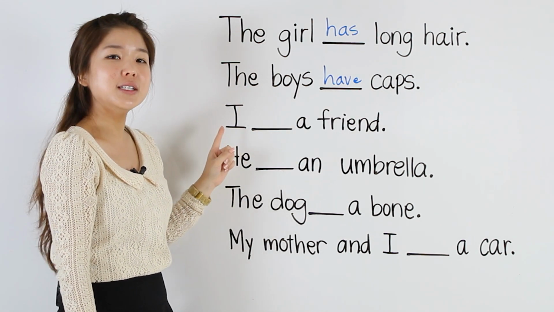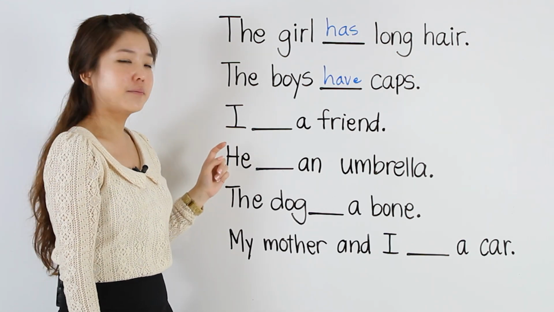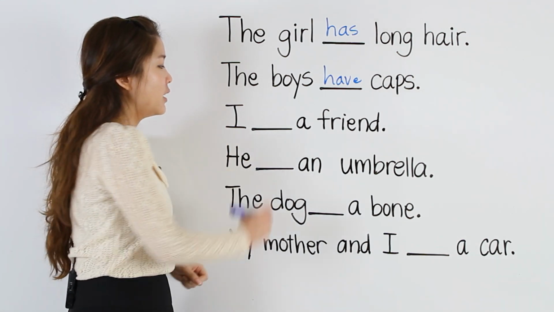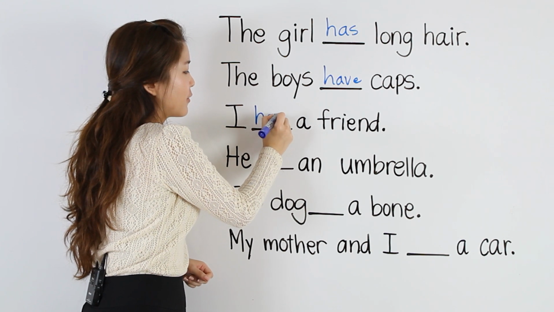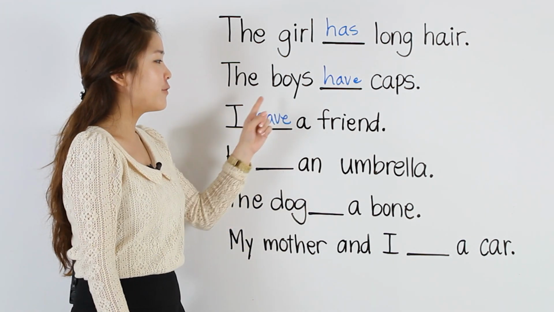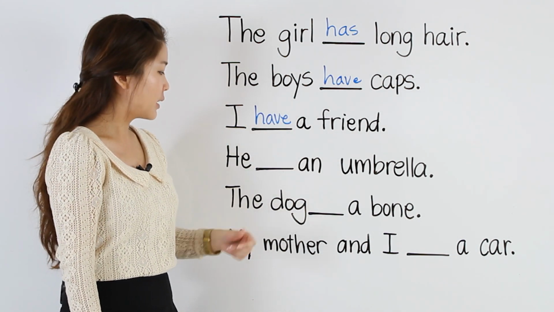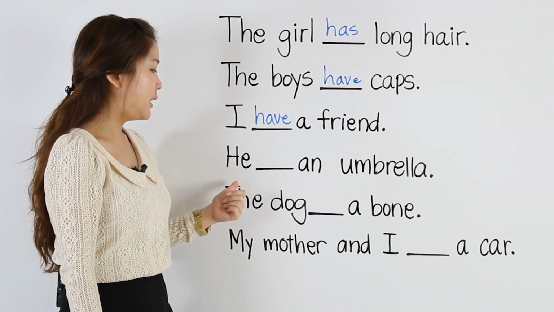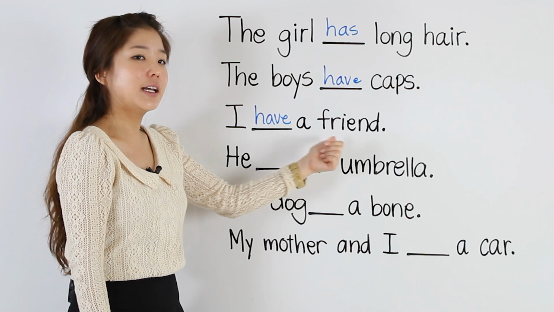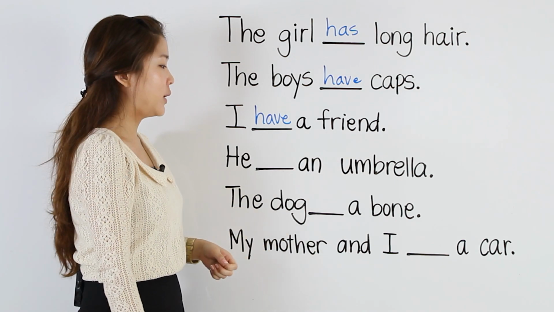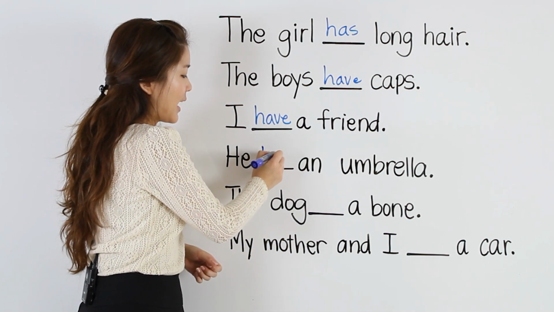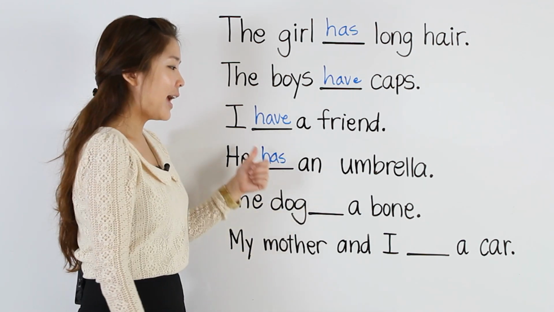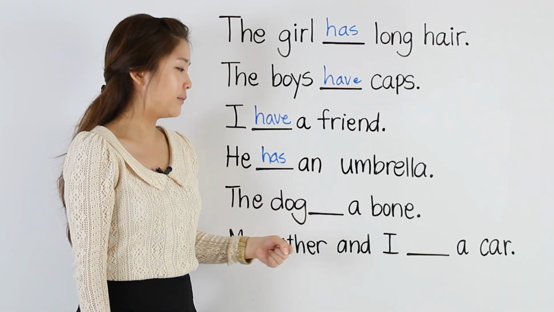Okay, the next one's easier. I. When we have I, we say have. I have a friend. Okay, the next one is also easy. He, blank, an umbrella. What do we have to use? Has. He has an umbrella.